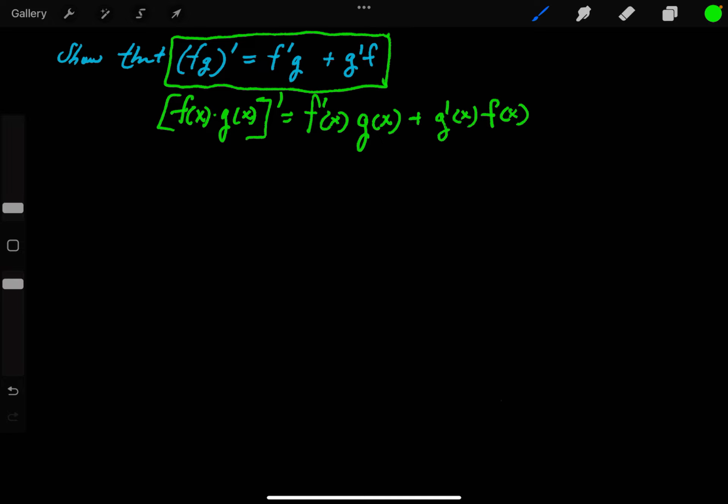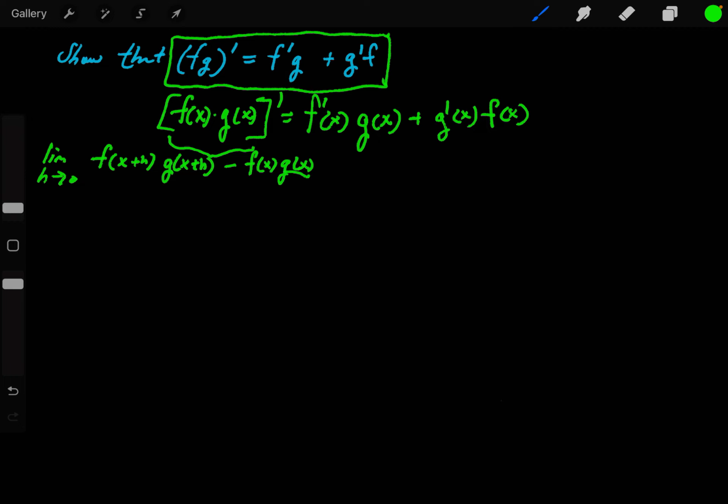And we're going to prove this, okay? And again, we're going to work with this left-hand side, and we're going to use the definition of a derivative. So I have the limit as h goes to 0 of f of x plus h times g of x plus h minus f of x times g of x all over h. And what we're going to do is going to seem very phony. It doesn't seem to make sense until the end.